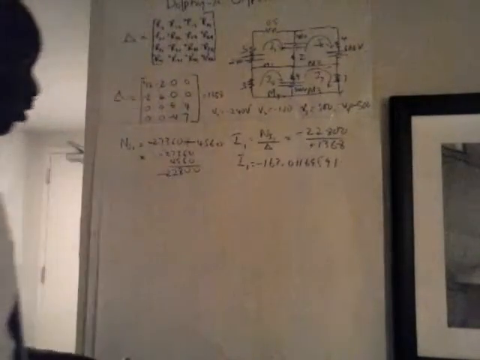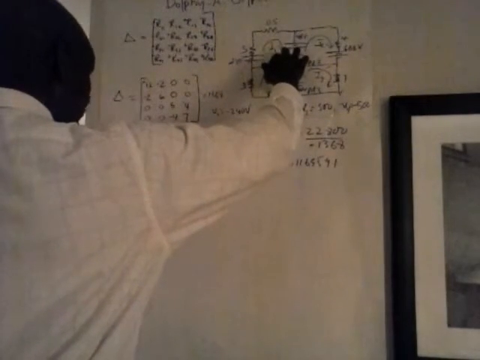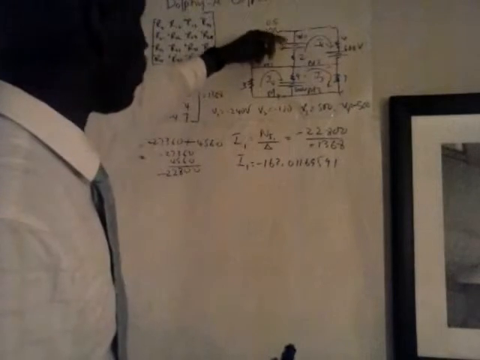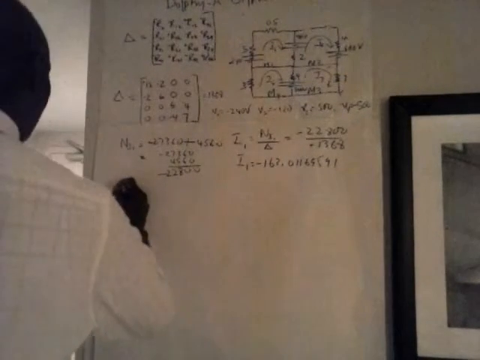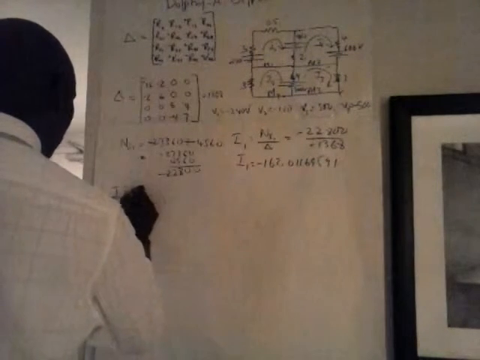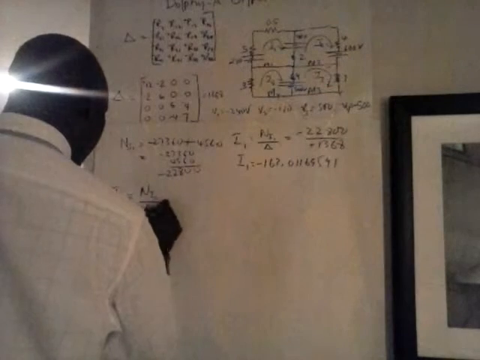So I1 is equal to negative 163 amps. So we are saying now that we assumed that I1 was going in the clockwise direction, so I1 is really going in the anti-clockwise direction. Similarly, now we find I2 by saying I2 is equal now to Ni2 over delta.